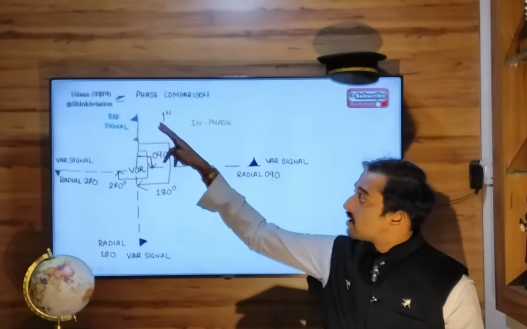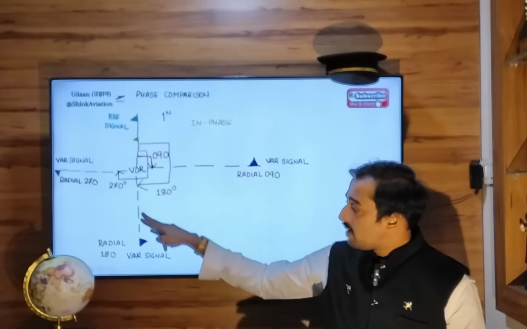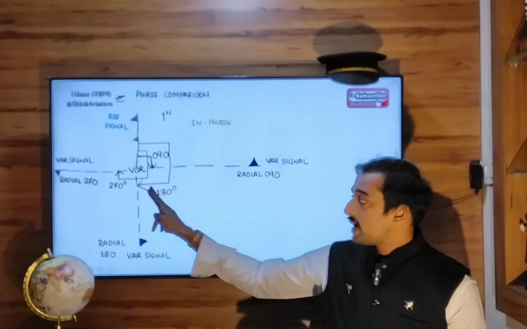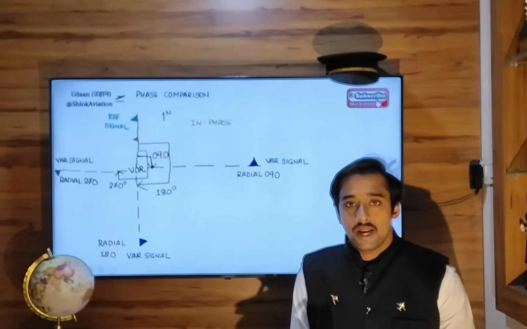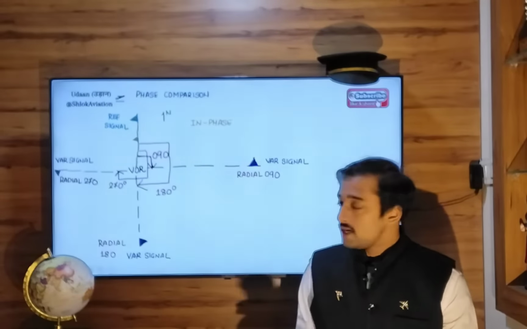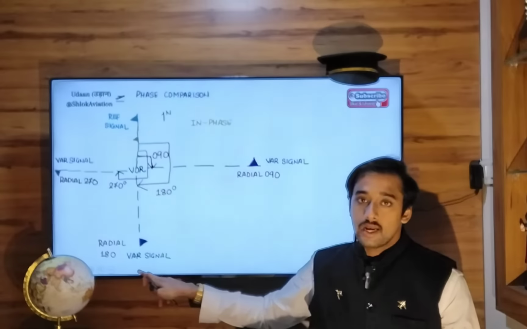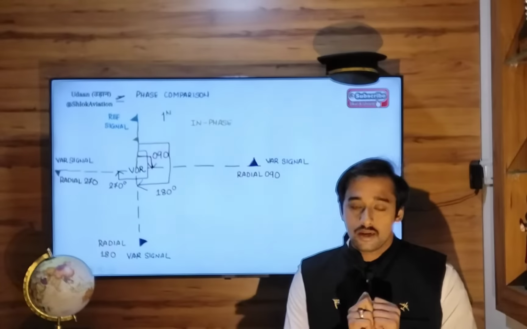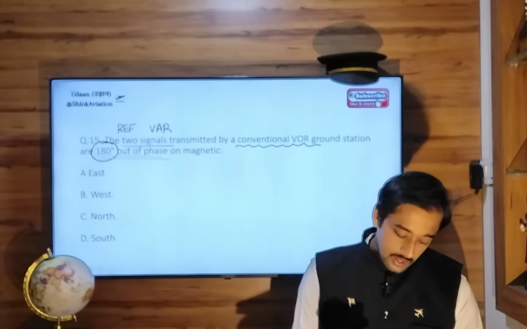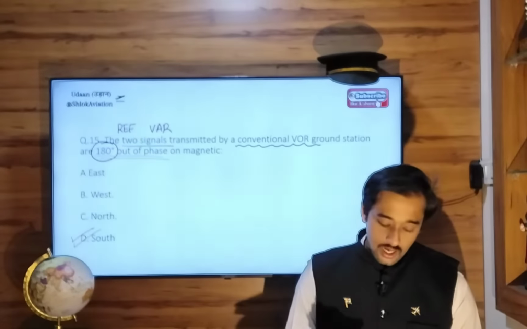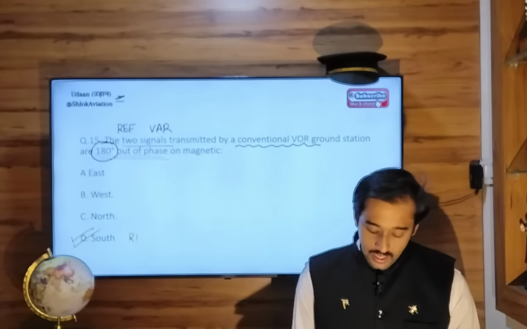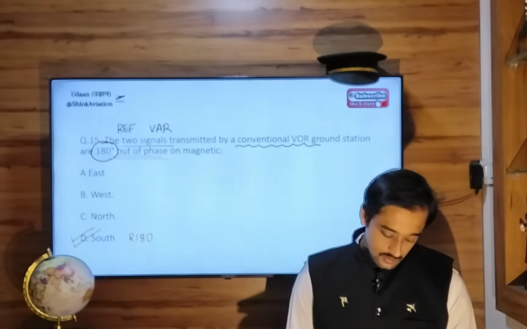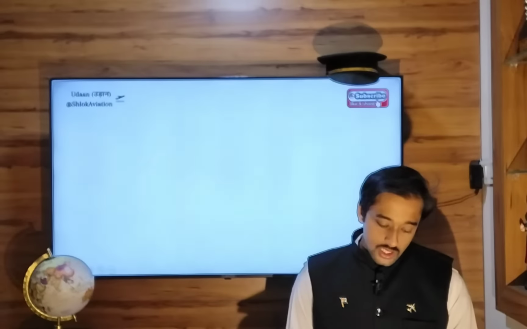180, right? Reference wave is this, variable signal is this. The angular difference between them is 180 degrees, or the phase difference is 180 degrees. So what radial is that? That radial is radial 180. So the angle is nothing but your radial. Remember that. So the correct option will be option D, which is south. Radial 180. So let's go to the next question.